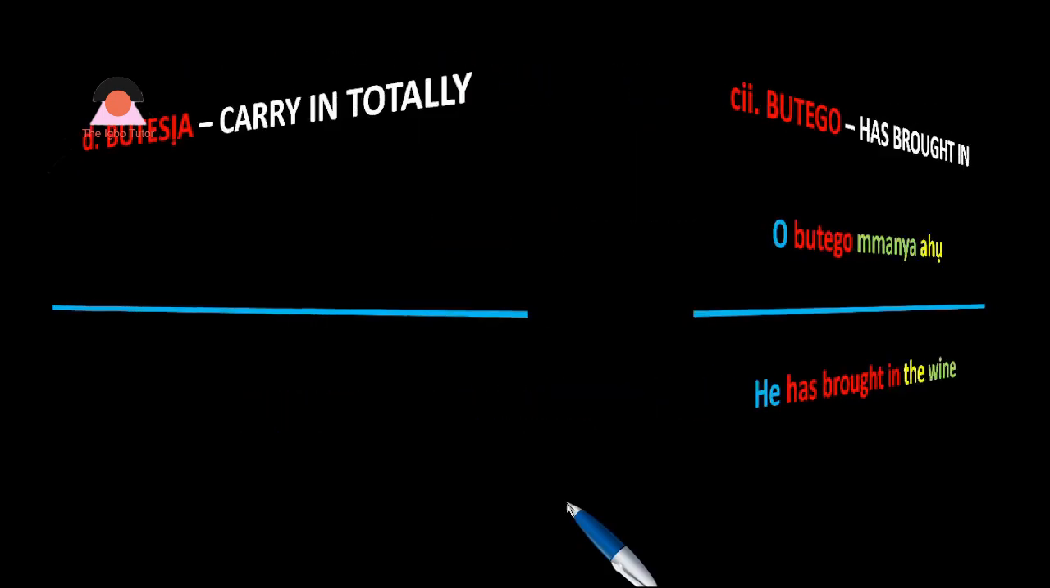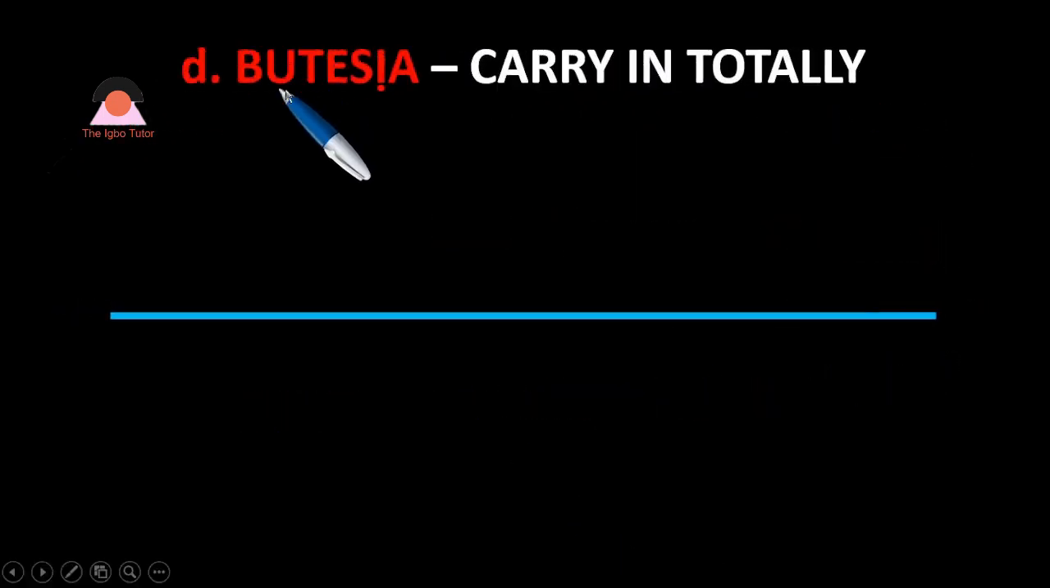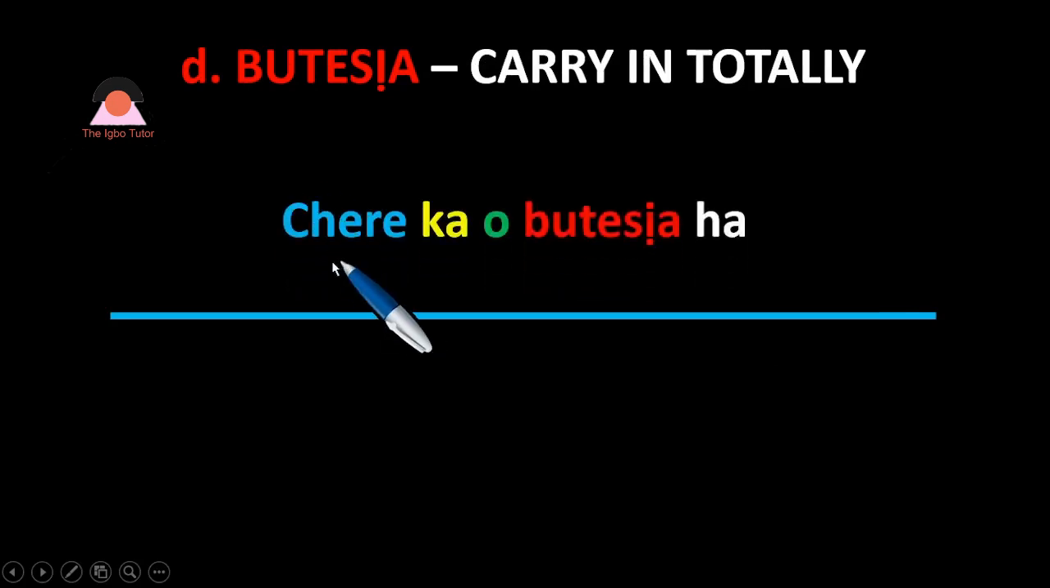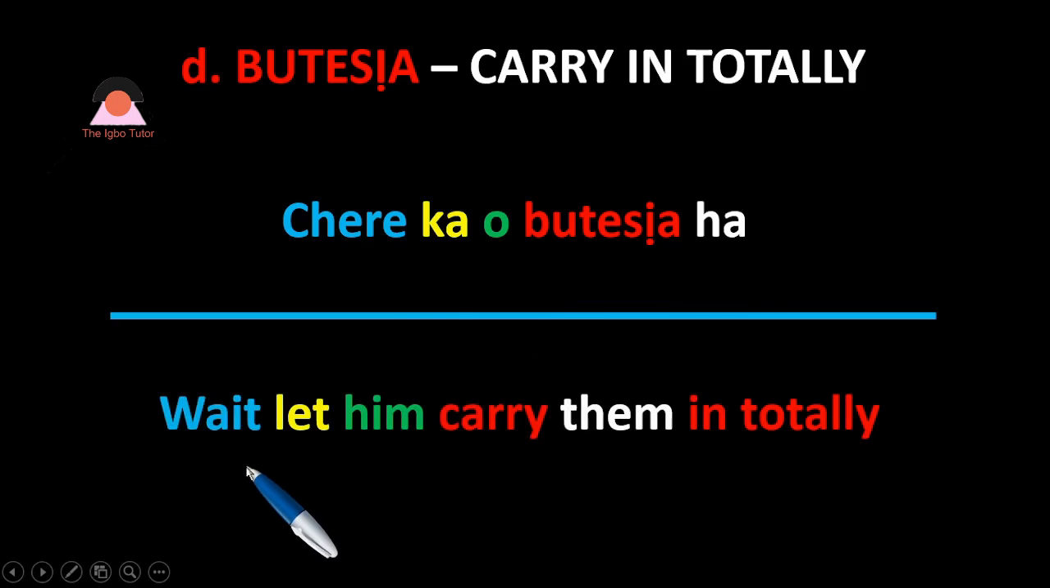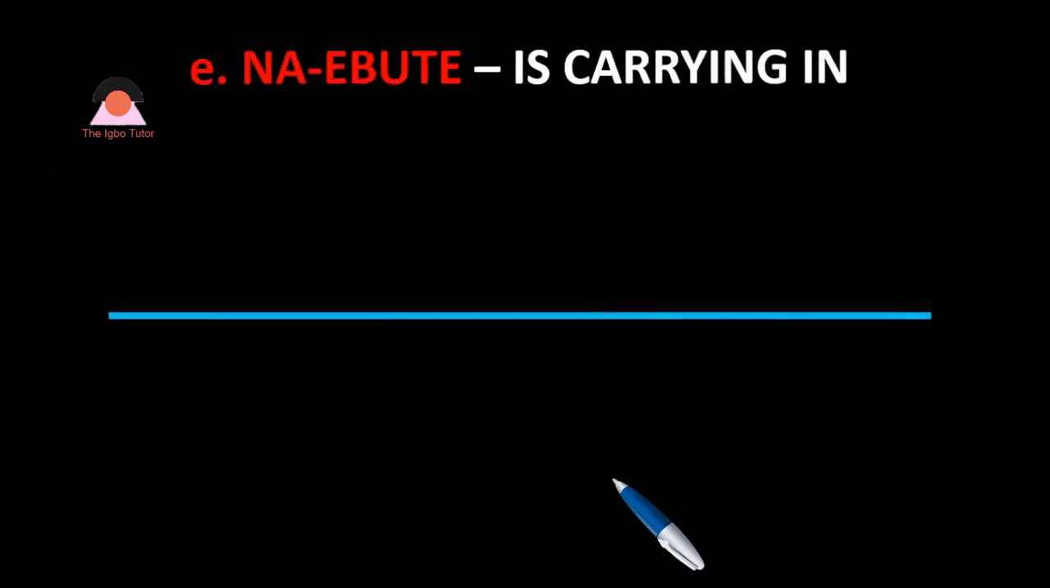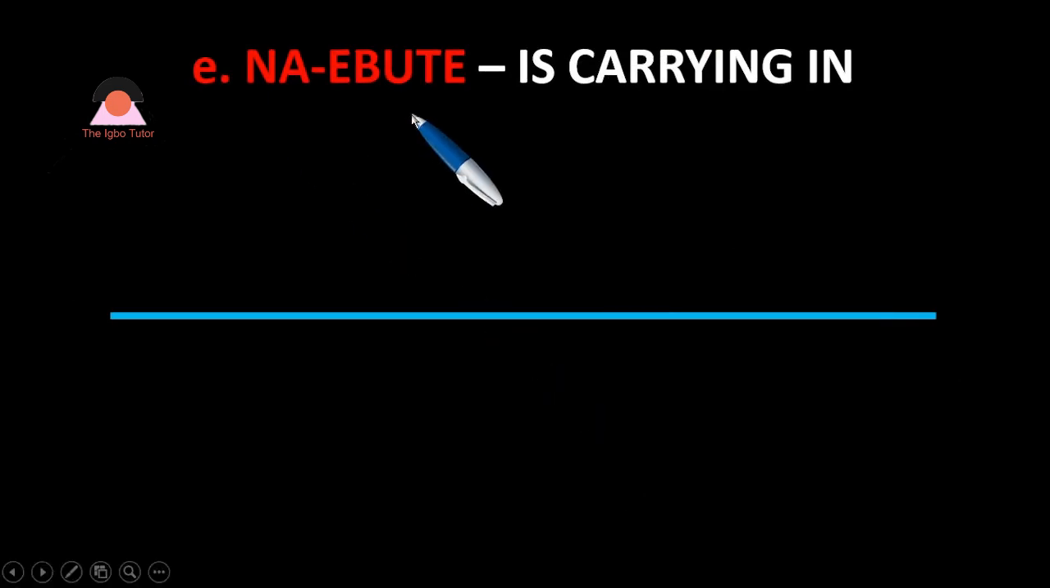We'll move on now to butesia, carry in completely or totally. Let's consider a sentence for this. Chereka obutesia ha. This means wait, let him carry them in totally. Chereka obutesia ha.